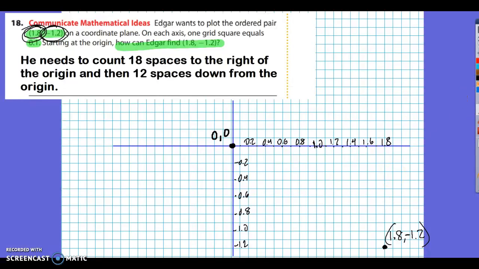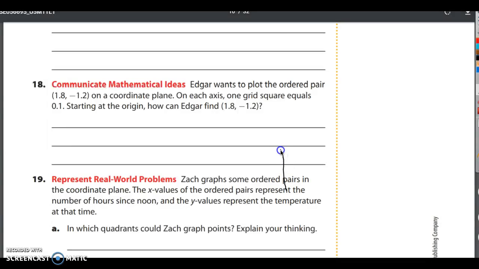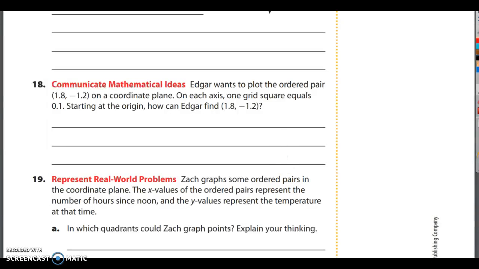Okay, good job. You are done. We're skipping the last problem of the page. On number 19, we are skipping number 19. So that means you are done with the page. You are done with page 336. Good job.